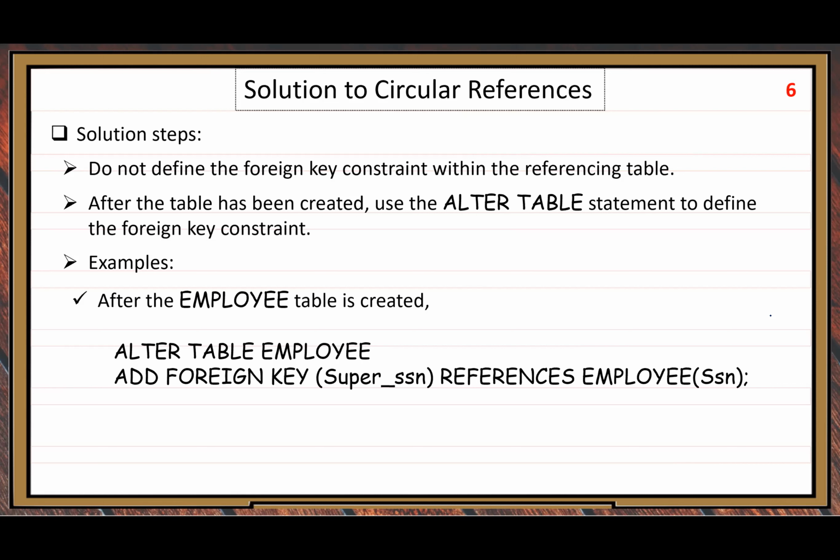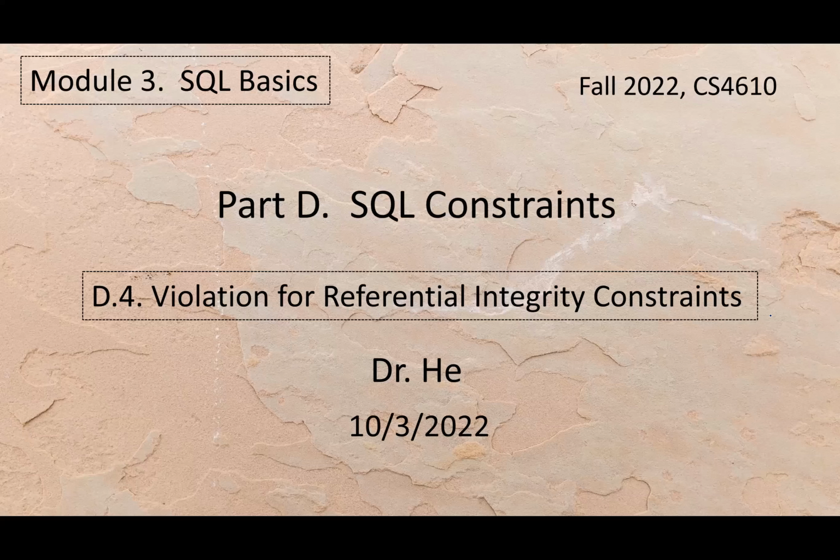So that's this topic. Next topic: violation of referential integrity constraints. You may have some violation problems you need to fix. For this part, let us look at how to fix those violations.